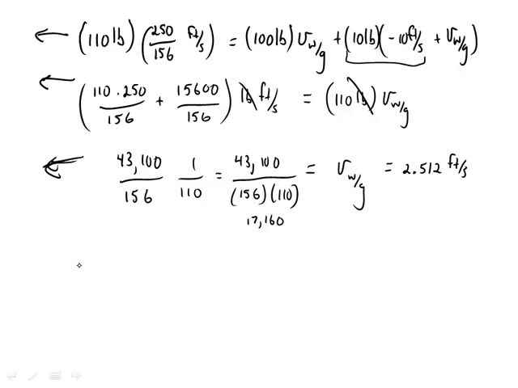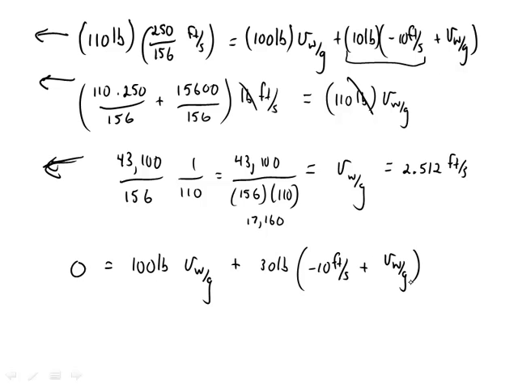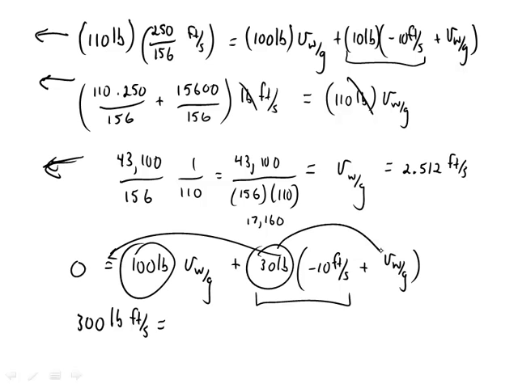All right, let's throw all the bricks at once. I have zero, because I start off with no velocity. That's going to equal 100 pounds times the velocity of the wagon with respect to the ground, plus 30 pounds, that's all three bricks at once, minus 10 feet per second, plus the velocity of the wagon with respect to the ground. So here's going to be 300 pound feet per second. It's negative, but I'm going to bring it to the other side of the equal sign. So it's going to be positive 300 pound feet per second, and that's going to equal 100 pounds plus 30 pounds. So 130 pounds times the velocity of the wagon with respect to the ground.